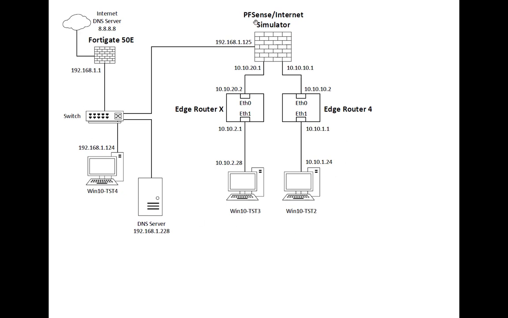I've got a pfSense firewall device that's acting as my internet simulator, and I've got two network interfaces coming out of that device. So basically, I've got an EdgeRouter X and an EdgeRouter 4, and both of these devices see the path outward, but don't necessarily see the internal networks until you actually create the IPsec tunnel. Again, this is going to be policy based.